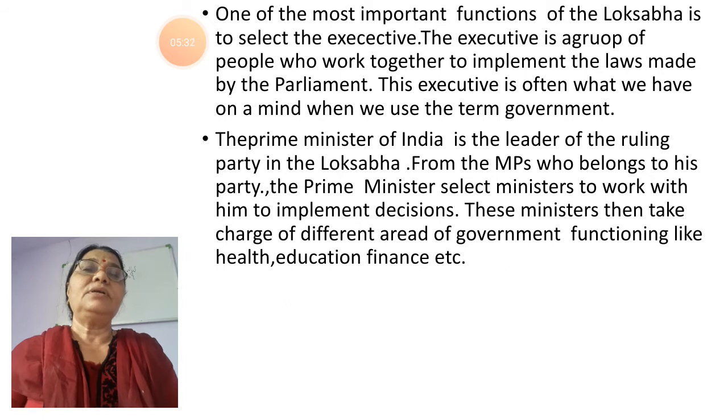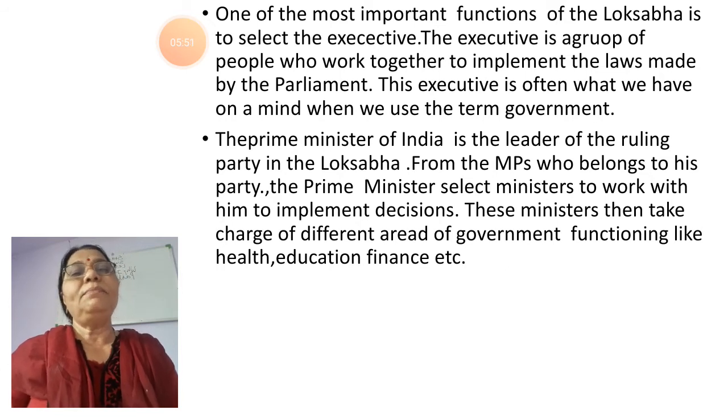Now see, whenever a party is elected, suppose the Janata Party or BJP is elected in the Lok Sabha, I am giving the example. Now obviously who would be the leader of that party? Obviously the Prime Minister. Then the Prime Minister elects ministers to work with him to implement decisions. Whatever decision has been taken by the parliament and the Prime Minister, who would do the implementation? Implementation is done by such a group. Now these ministers then take charge of different heads of government functioning like health, education and finance.